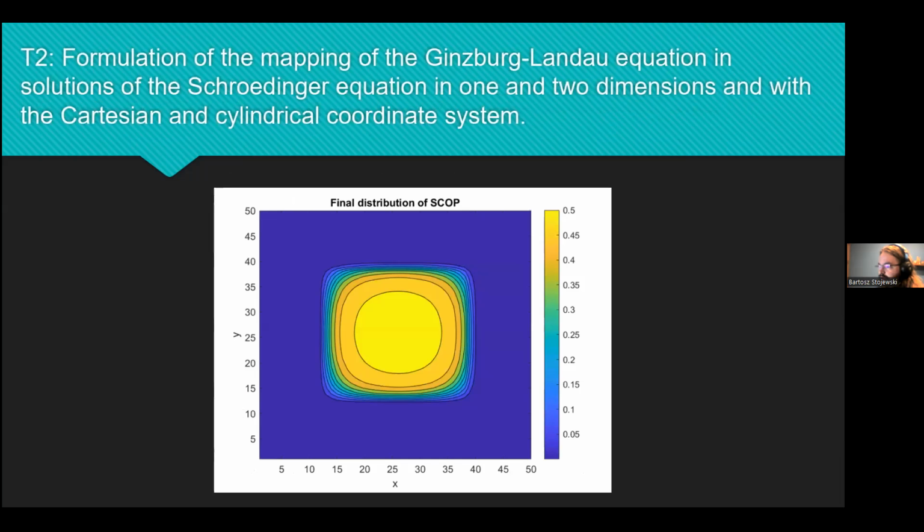Next is the formulation of the mapping of the Ginzburg-Landau equation in solutions of the Schroedinger equation in 1 and 2 dimensions and with the Cartesian and cylindrical coordinate system. The trial function of the superconducting order parameter is very neatly used here, obtained as analytical solutions of the Schroedinger equation for the ground state.